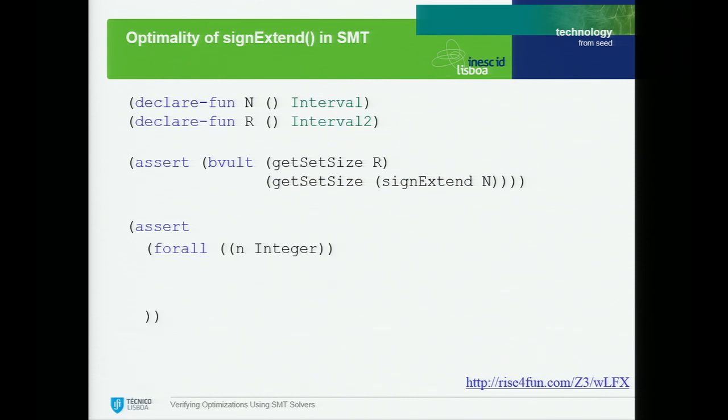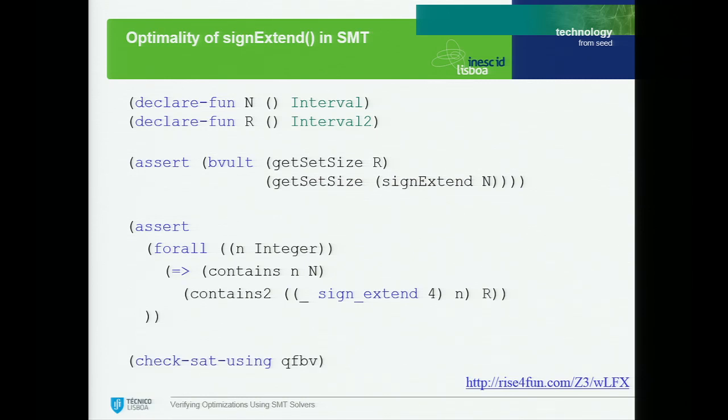So now we need to go to the power of the for all quantifier and say, well, for all possible numbers n that are in this interval, the signExtended of this value must be in this result interval R, okay? So this formula is a bit trickier than what we saw before. But to check for optimality, we need to go for this for all quantifier. So I don't really expect you to understand the whole thing today, but you have the URL there, and you can play with this in your browser later.